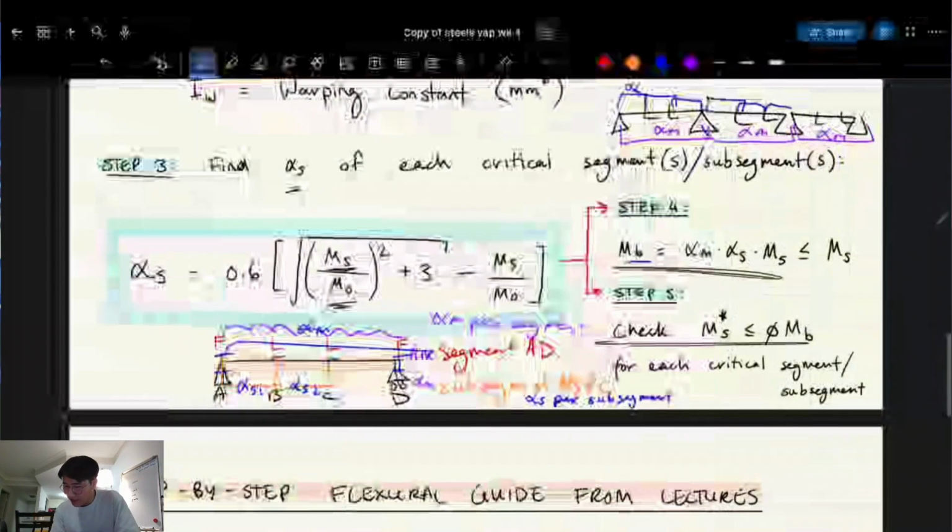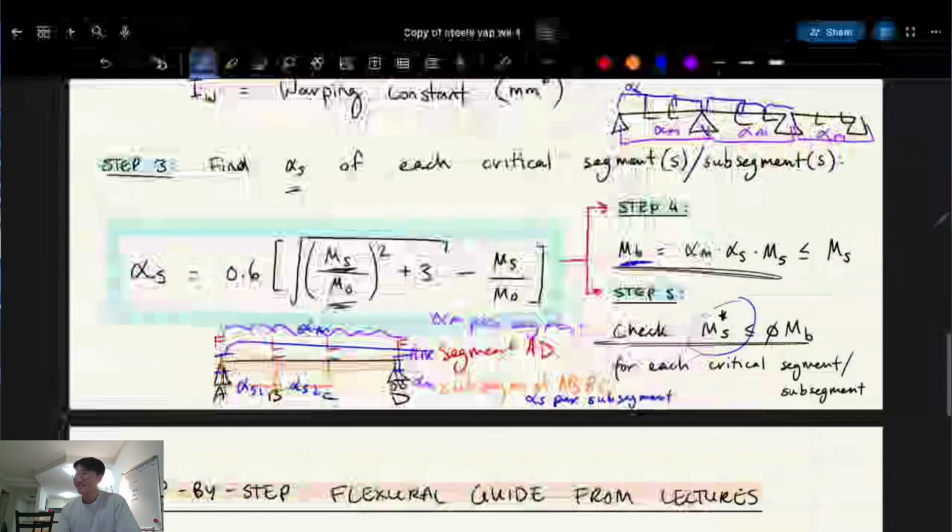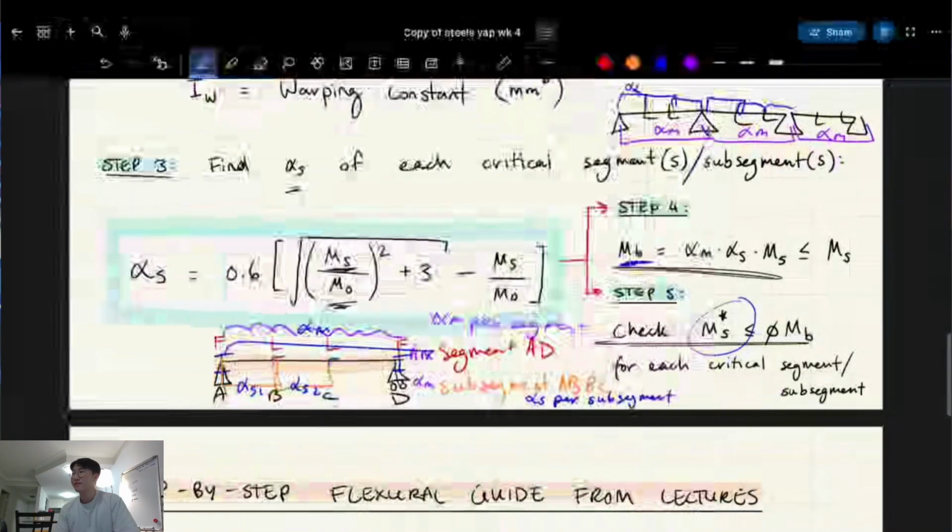But that's all just to calculate MB, and we have to find the worst one to compare it to the worst bending moment, right? Can you imagine the bending moment diagram on these? You calculate it as your first step, pretty much, unless it's given to you. If you have a bending moment diagram you can skip all the steps, you can skip alpha M.